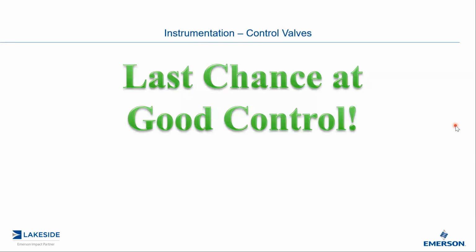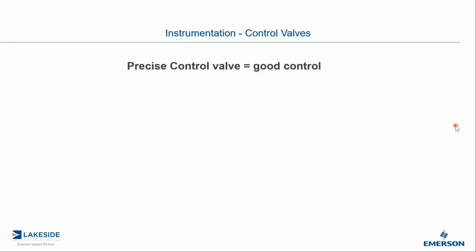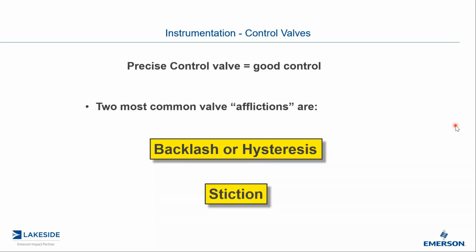Last chance at good control. On the other side of the equation, we've got control valves. And control valves are obviously very critical to good control. And I can't emphasize this enough: precise control equals good control. So we need the valve to be precise, dynamic, and properly sized. Now, control valves do suffer from two major diseases. One's called backlash or hysteresis. The terms are interchangeable. And the other one is stiction.